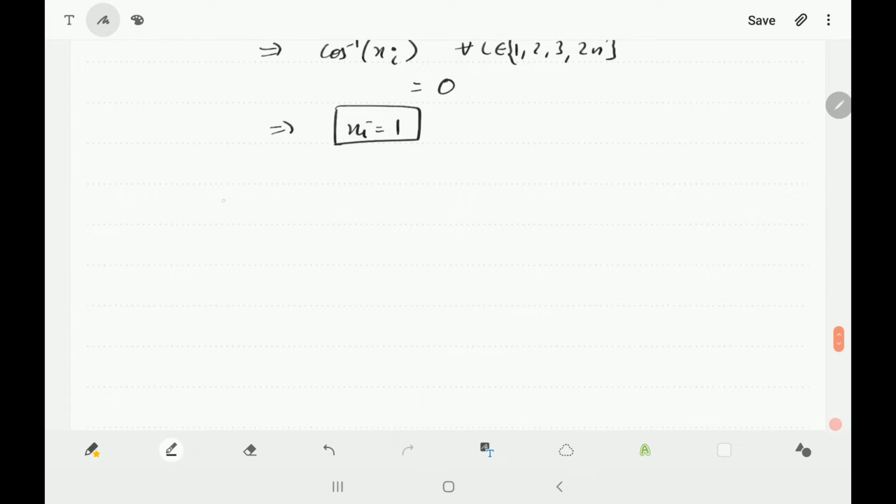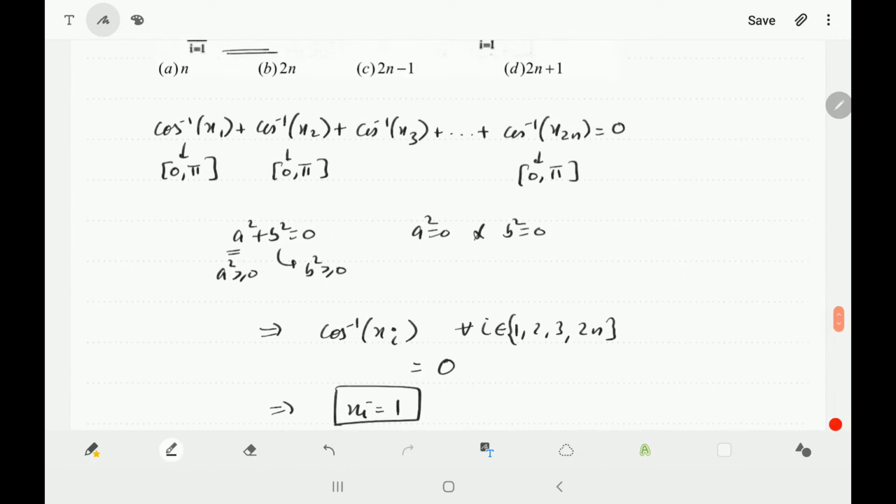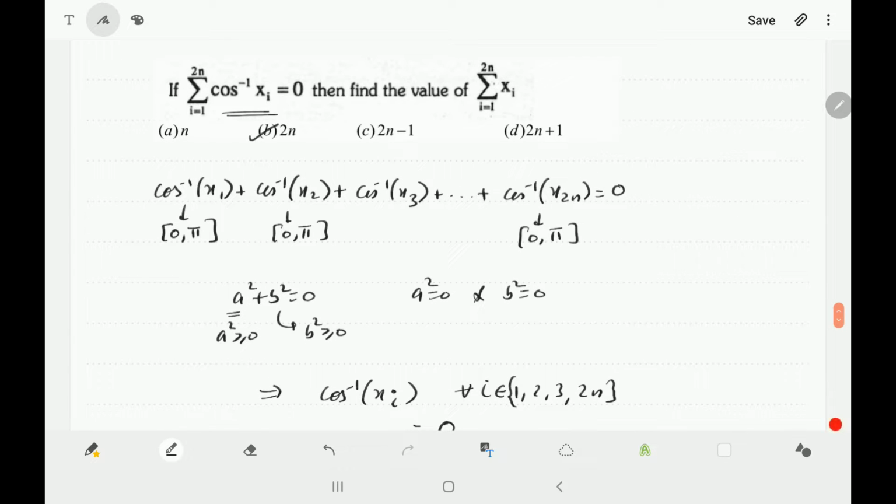Now we have to calculate the summation of 1 from i equal to 1 to 2n. So this will be 1 plus 1 plus 1 so on to 2n times. So the answer for this problem will be 2n. So this 1 will come 2n times because the summation is 2n times from i equal to 1 to 2n. So the answer will be 2n. So which option is it? It is option B. Hence the answer of this problem is option B.